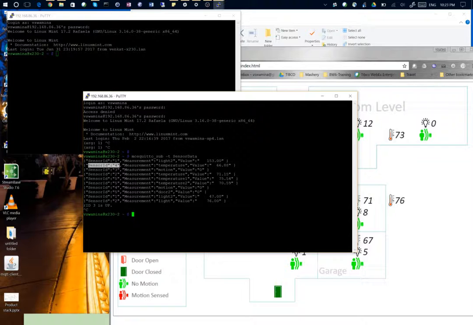Sensor ID 4 is reporting a temperature of 66.88 degrees Fahrenheit. Sensor ID 1 is reporting a light measurement of some number, 173. And then here you see that other sensors around the house, sensor ID 2 and 5, are reporting different temperatures. One is reporting 71 degrees and the other is 75 degrees.